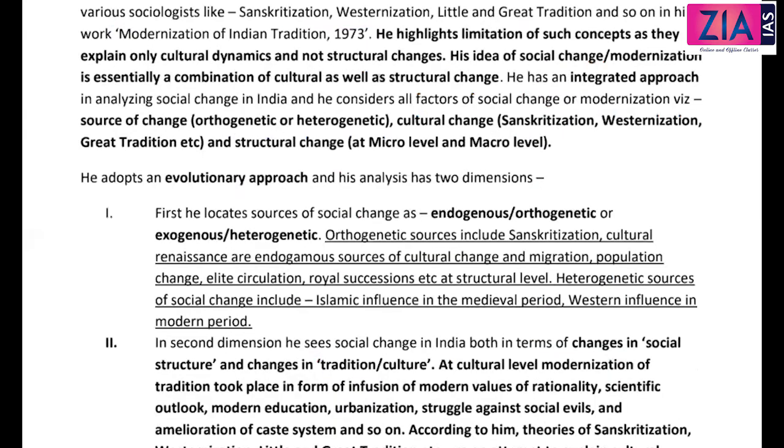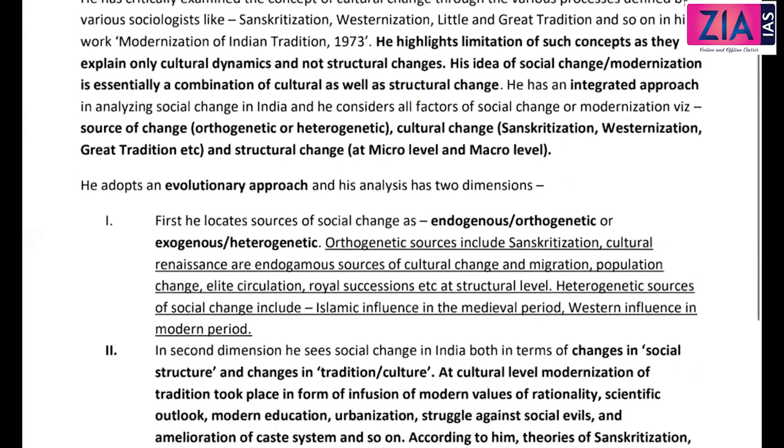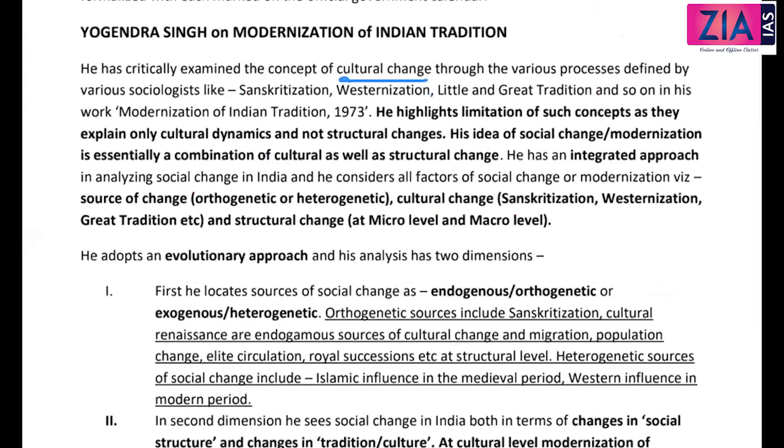Okay. So here, he has critically examined the concept of cultural change through the various processes defined by various sociologists. See, guys, modernity means, I've told you many times, modernity is a mindset. Okay, modernization means it's a process. Wherever you see the suffix isation, it shows this.